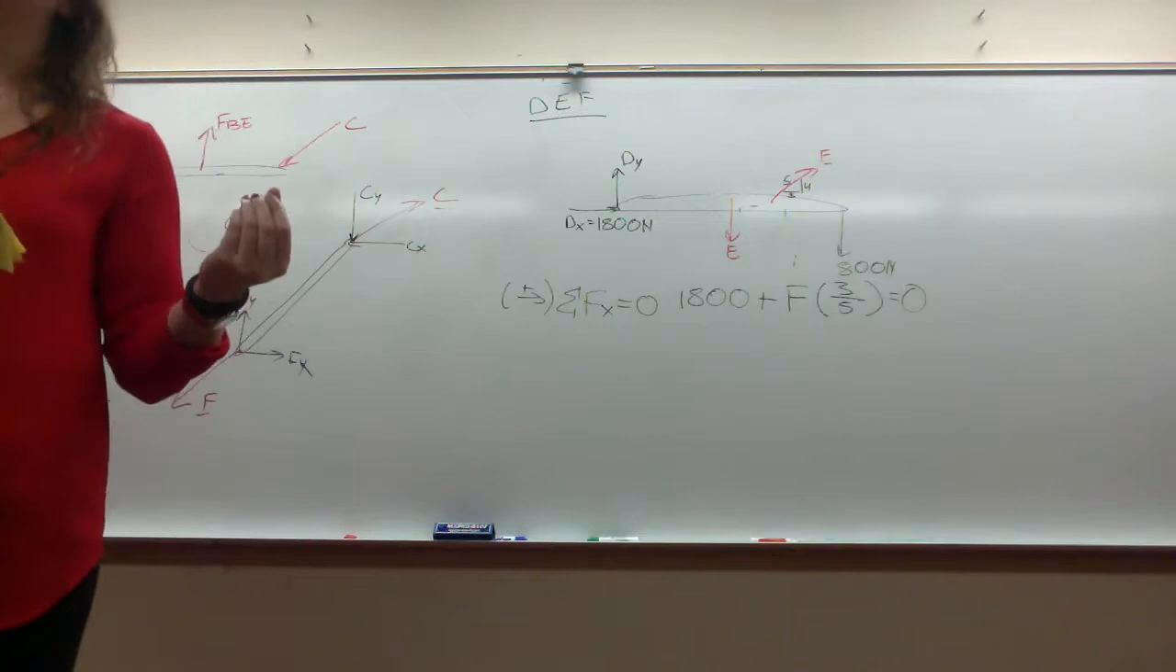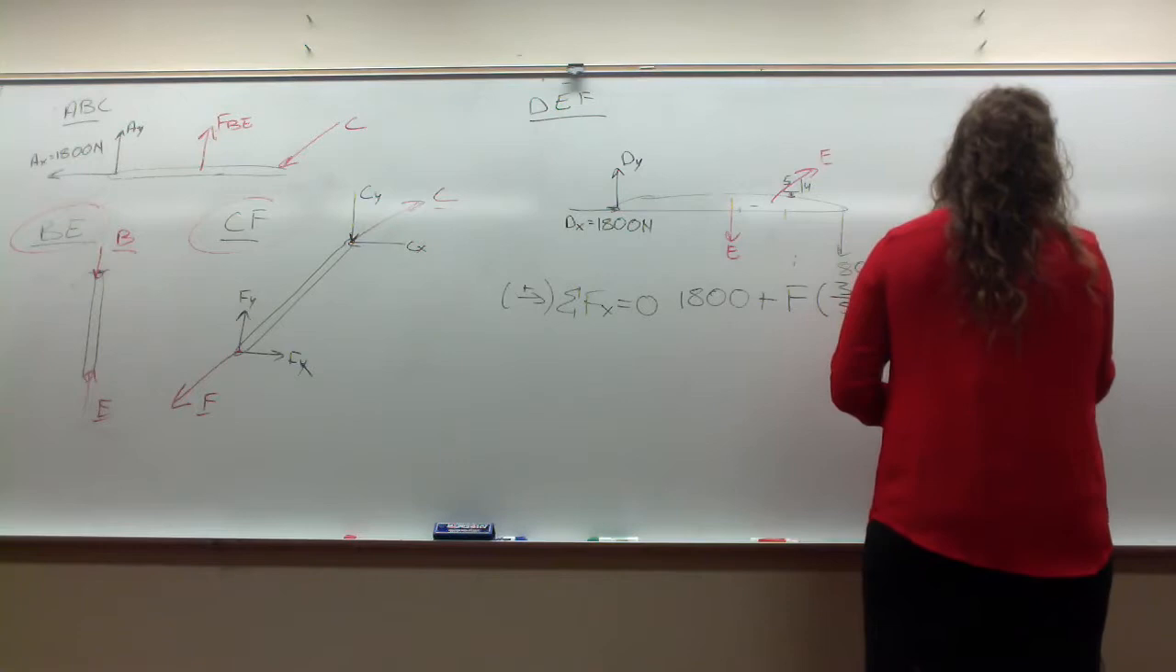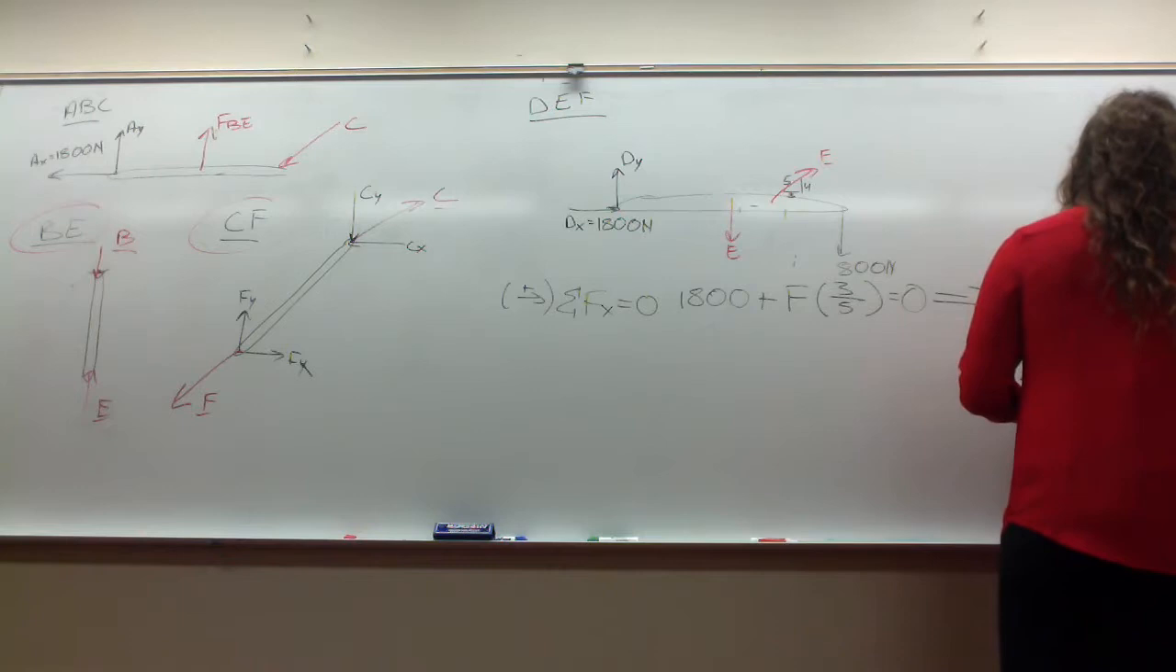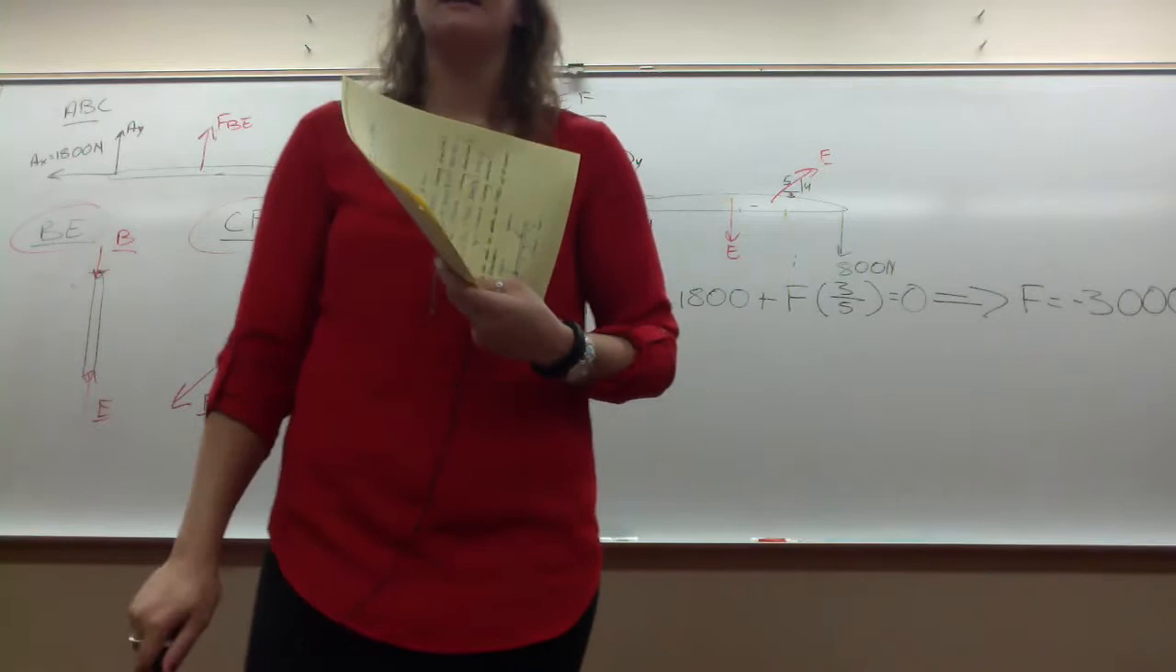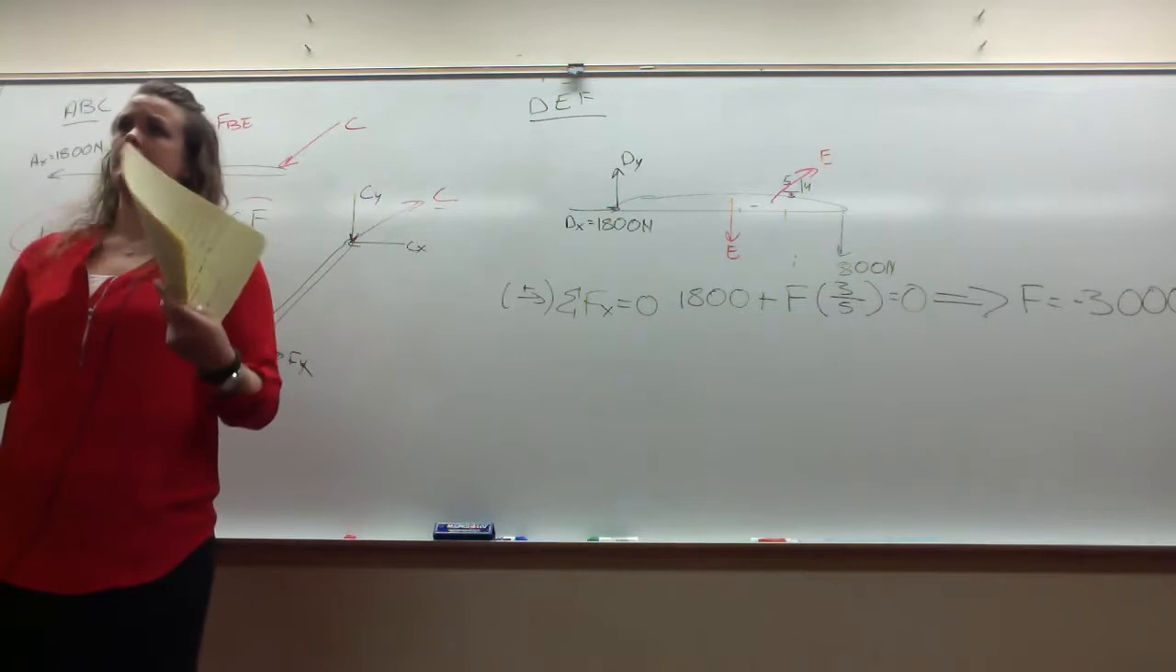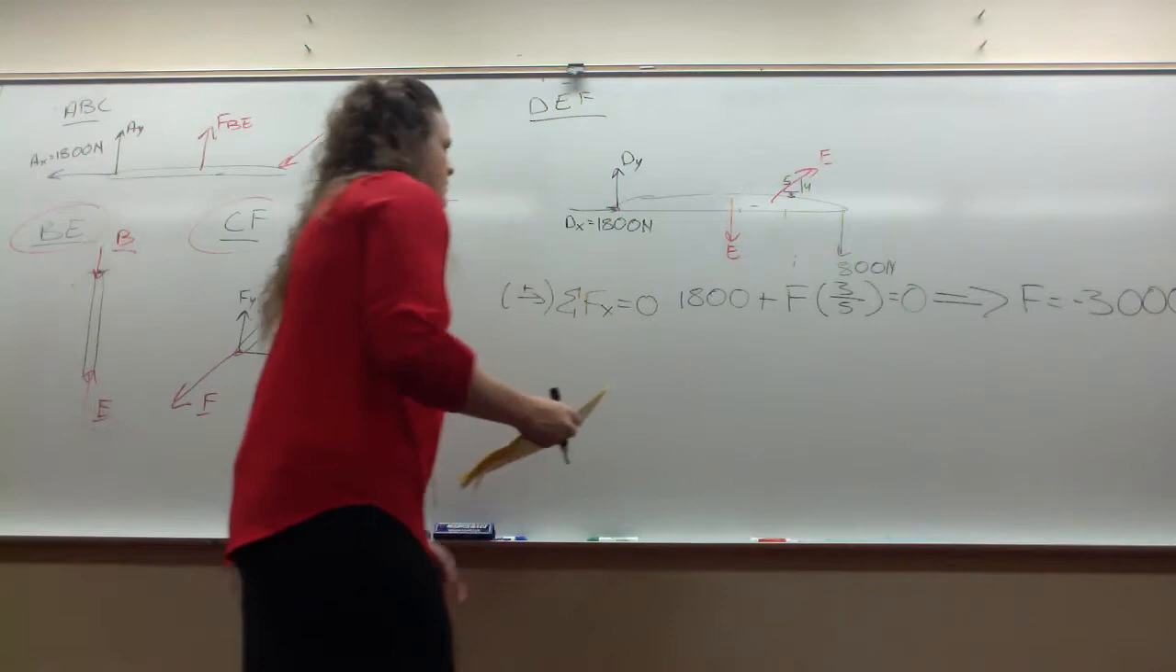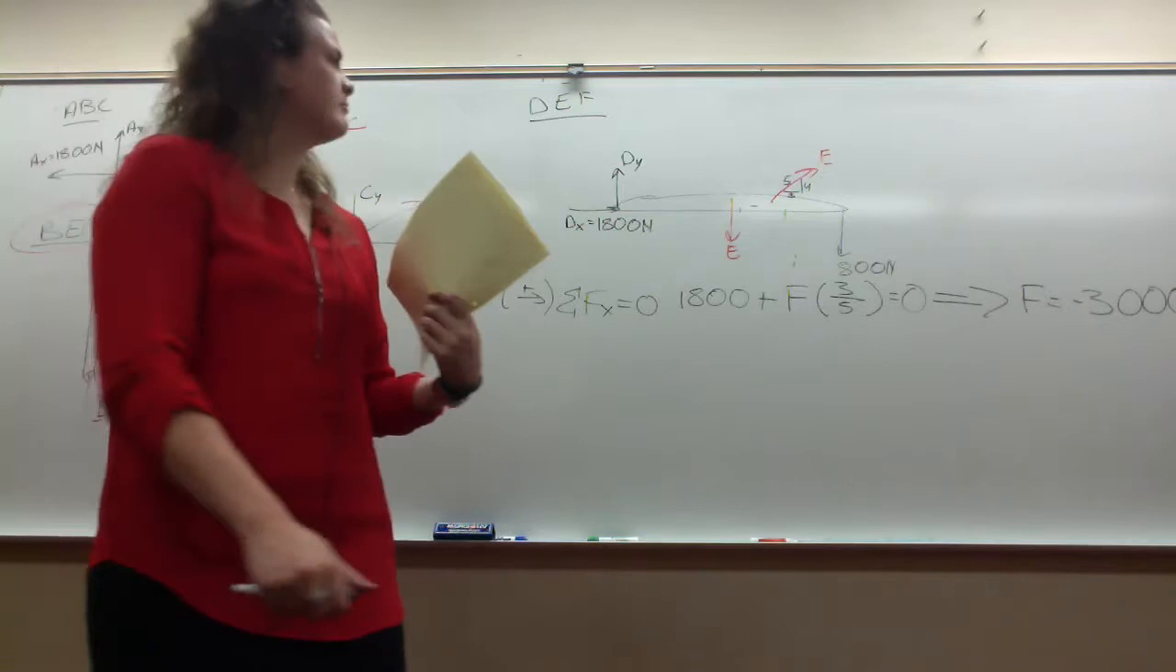All right? So solving for this force in the member CF, we get negative 3,000 newtons. And what does that negative sign tell us? That it's going the other direction, that we've drawn it wrong. There's nothing wrong with that. So now we've solved for F. Now we should solve for D or E. We need to do that eventually.